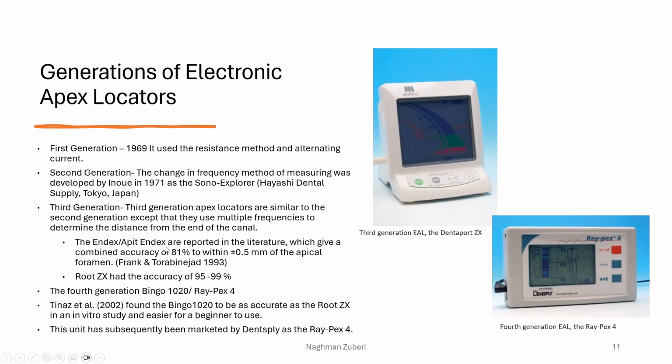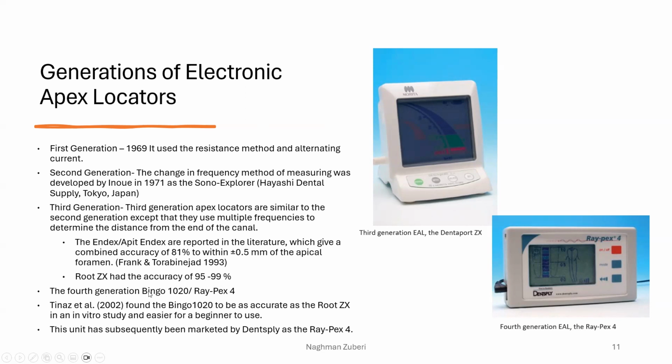The APIT index is reported in the literature to give a combined accuracy of almost 81% to within plus or minus 0.5 millimeter of the apical foramen. That is reported by Torabinejad, a good author who has written a book on endodontics, and currently he is head of the Department of Endodontics at Loma Linda University. Then Root ZX has an accuracy of almost 95 to 99%.